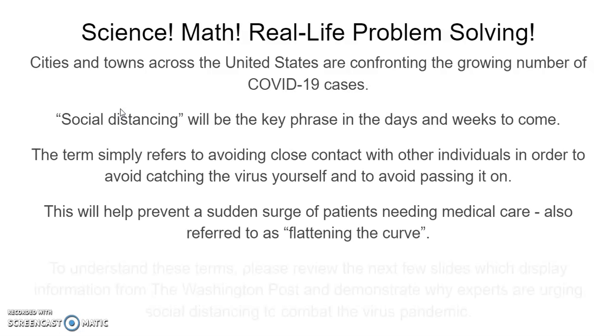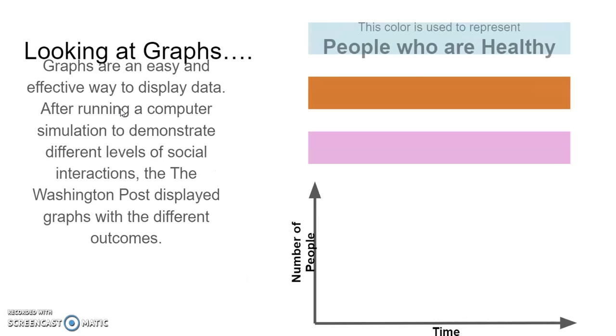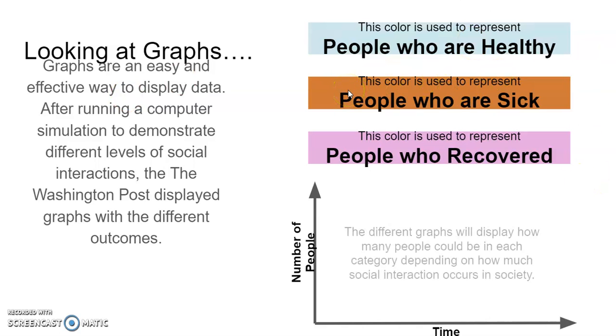Okay? So you've all heard a lot about social distancing. And so what social distancing is aiming to do is flatten the curve. Okay? So we're going to look at some graphs. We're going to see people who are healthy, people who are sick, and people who are recovered, and they're going to be color-coded. All right? And then we're going to look at the time lapse. And we're going to look at 3 different situations. Okay? So these are from the Washington Post.